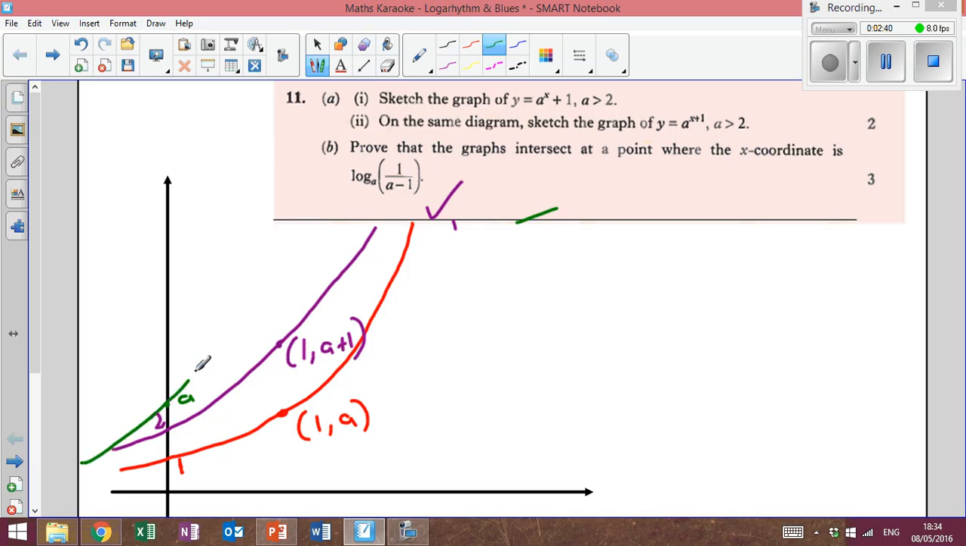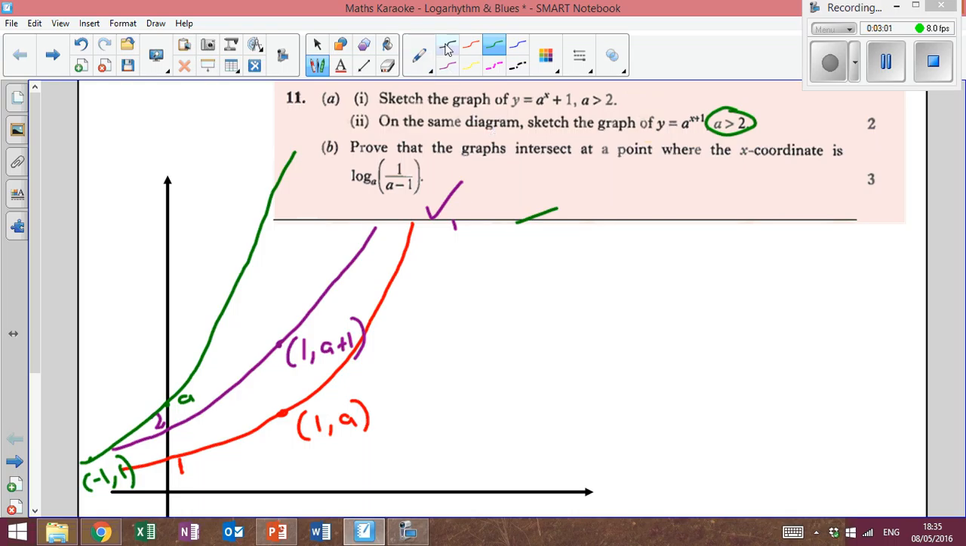It's going to look pretty much the same. Terrible drawing, just bear with me. So the two key points are negative 1, 1 and the point a. And because here a is greater than 2, that will have to be above your first graph, since the question specifies that it has to be on the same diagram.